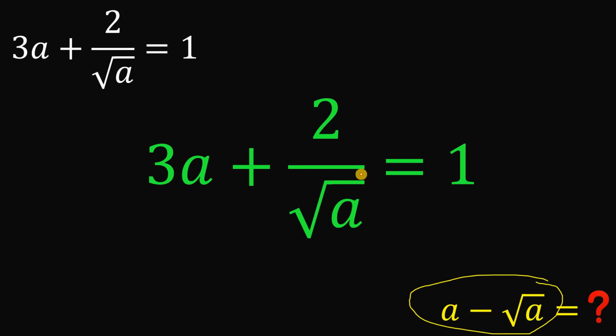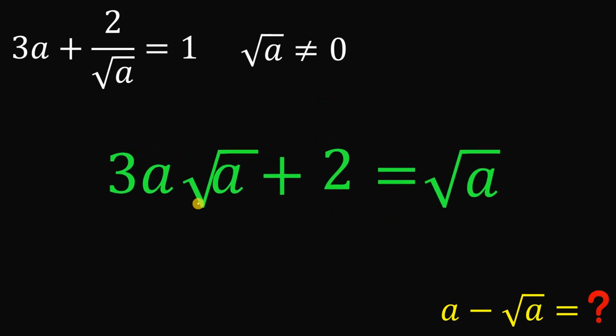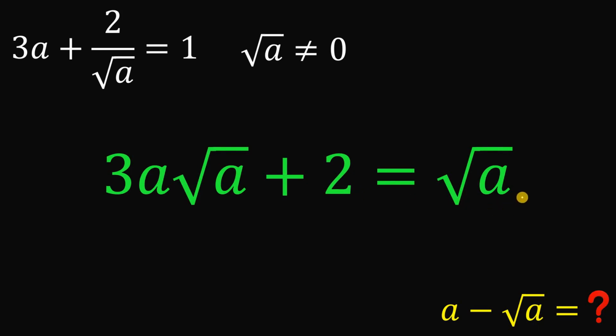Now, one observation right over here is this square root of a in the denominator. Since square root of a is in the denominator, it follows that square root of a cannot be equal to 0. So let's have this condition that square root of a is not equal to 0. This is very important because we're going to multiply the whole equation by square root of a. Since we know square root of a is not equal to 0, we can definitely multiply both sides by square root of a. Therefore, we have 3a multiplied by square root of a plus 2 equals square root of a.